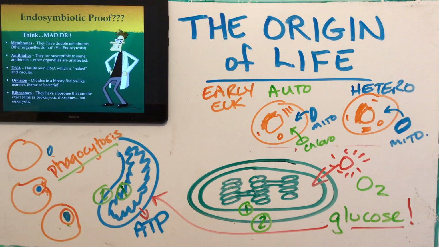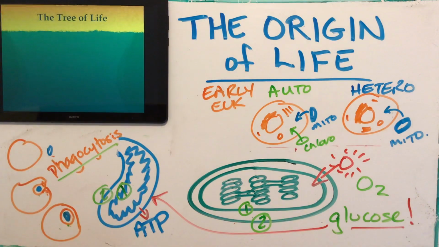And the last thing, the R in Mad Doctor, they have ribosomes. And the ribosomes are not like eukaryotic ribosomes. The ribosomes inside of these things are not like the ones we have in the cytoplasm floating around in our cells. The ribosomes inside of these two things are exactly the same as those floating around inside of other bacteria, free-living bacteria. So there's quite a significant amount of proof.